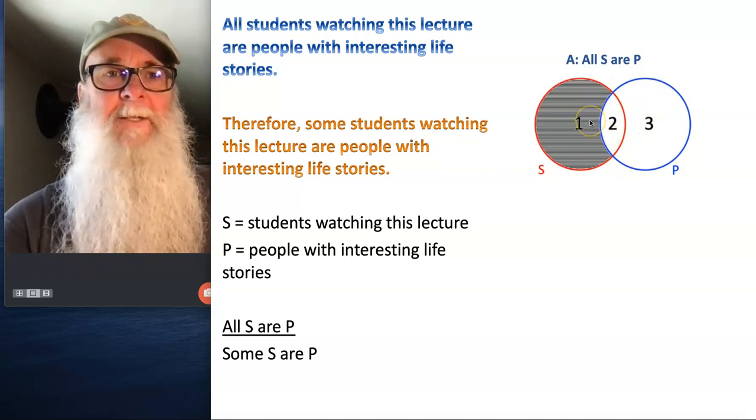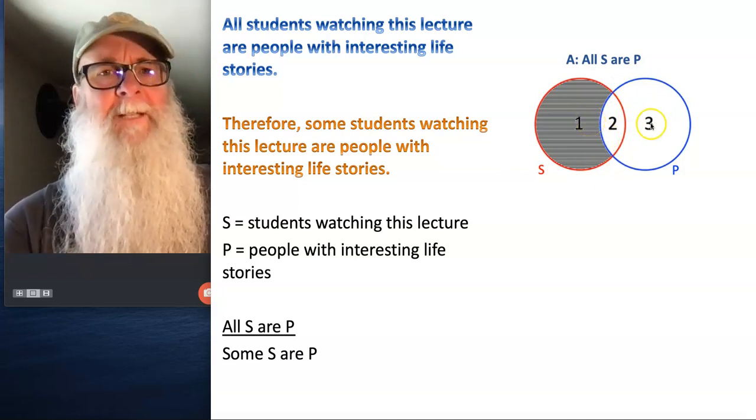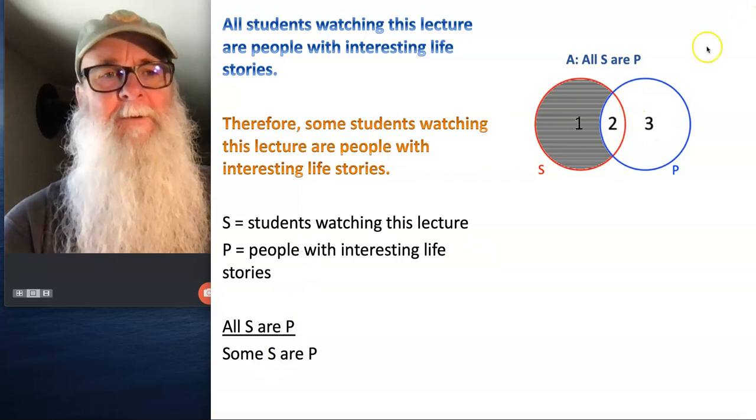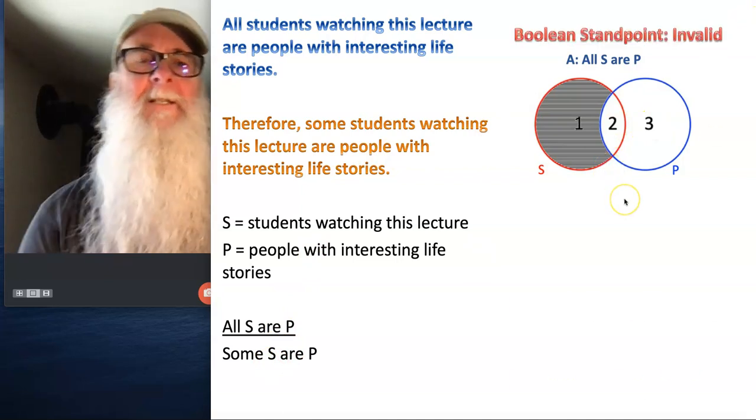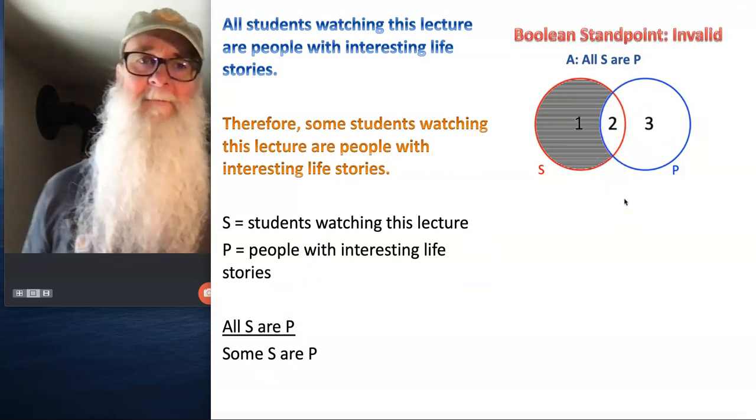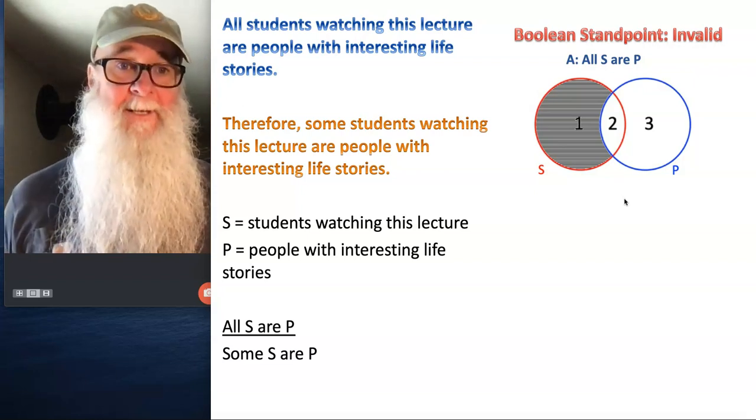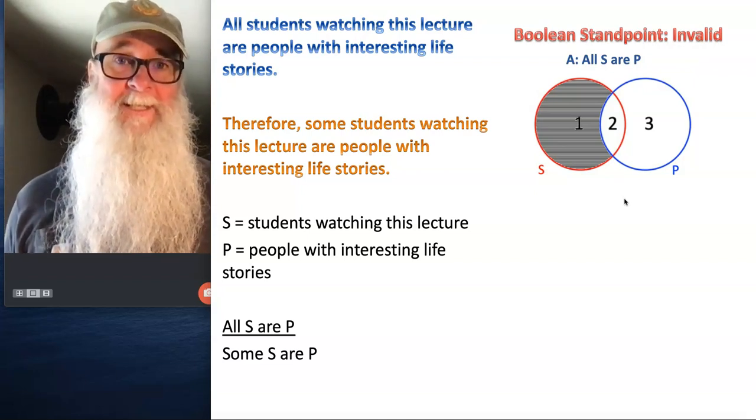And we can see that this argument, or this Venn diagram, reflects the premise, but not the conclusion. We don't see some S or P here. And that tells us that from the Boolean standpoint, this argument is invalid. But I can keep thinking about this argument from the Aristotelian standpoint.